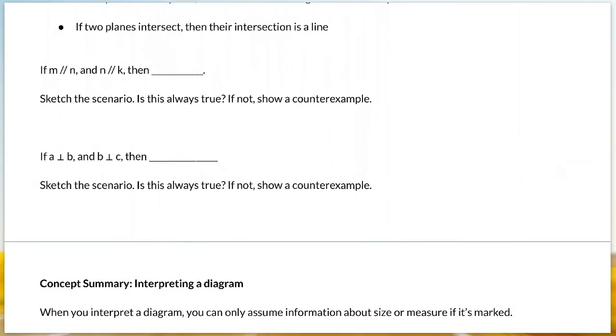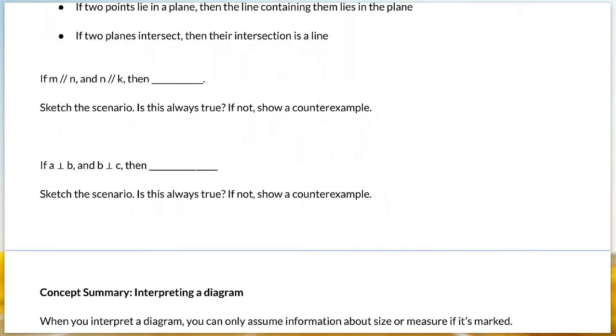We're going to be looking at a couple of special cases here and drawing some sketches. If M is parallel to N and N is parallel to K, then, notice we have lines that are parallel to the same line. Then we want to conclude that they are also parallel to each other. We're going to look at and see if it's true all the time. And we're going to be sketching it and determining if this is a true statement.